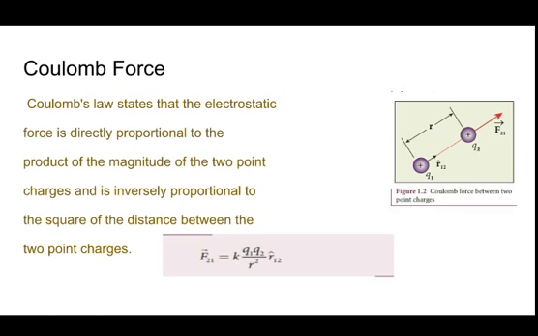Newton says that the gravitational force between two mass objects is directly proportional to the product of the masses and inversely proportional to the square of the distance. Coulomb took the same concept and applied it to electric charges. The force of attraction or repulsion between electric charges is proportional to the magnitudes of the charges multiplied together and inversely proportional to the square of the distance between the point charges. In the figure we can see plus q and plus q charges, so the force of repulsion occurs between these two charges.